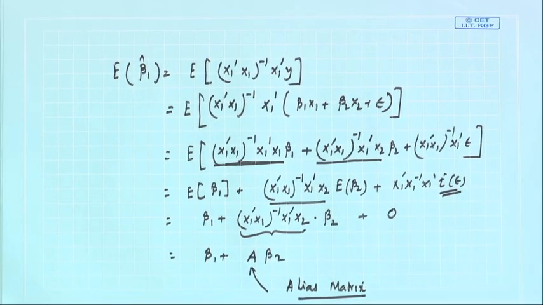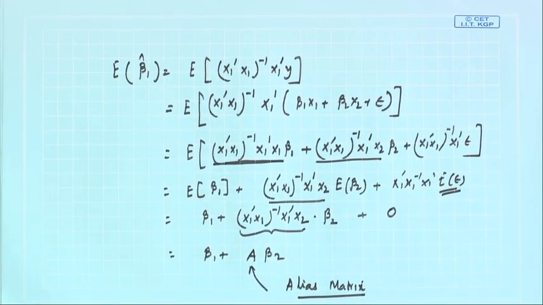This A matrix is known as the alias matrix. So, using the regression approach, you are able to find out the alias matrix. Now, let us see with an example.